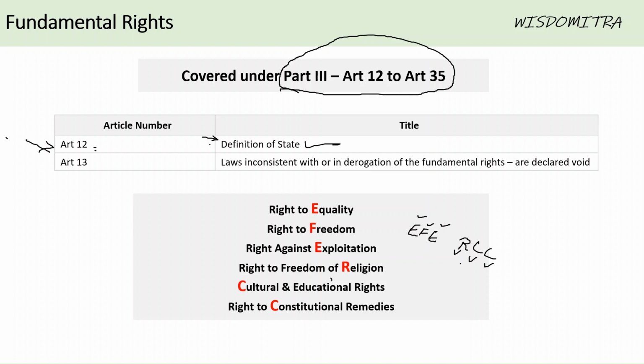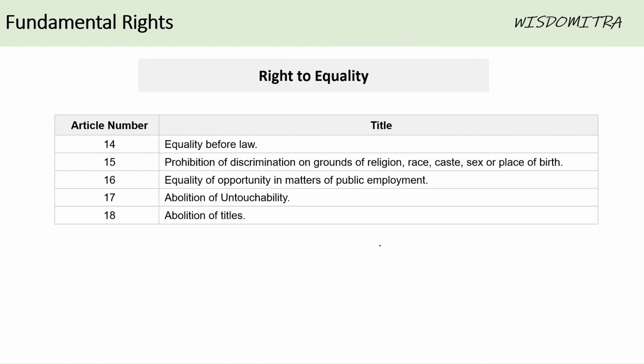At the onset of the Constitution back in 1950, there were 7 fundamental rights, but the right to property has been moved out of fundamental rights and it's now a legal right that you should be knowing about. Let us go one by one through these rights.